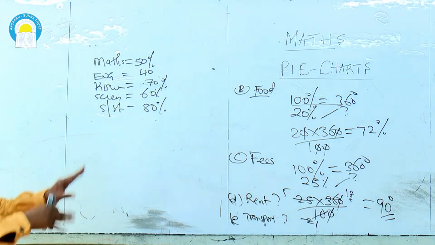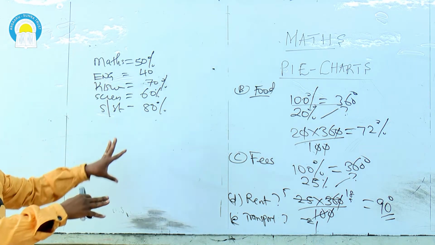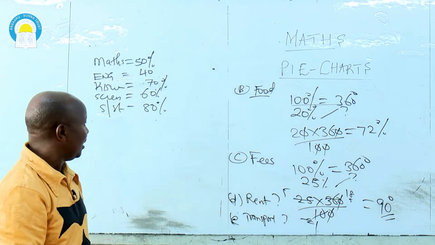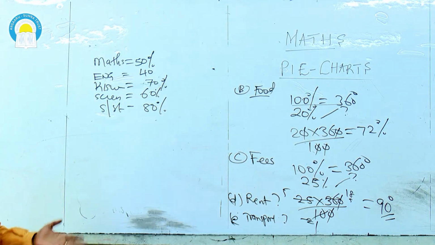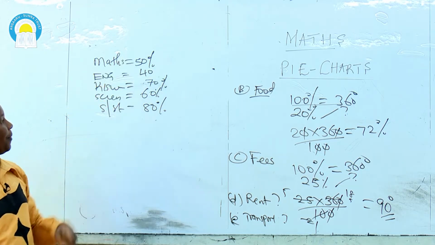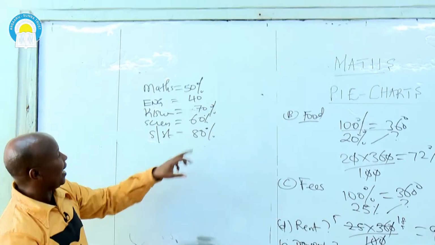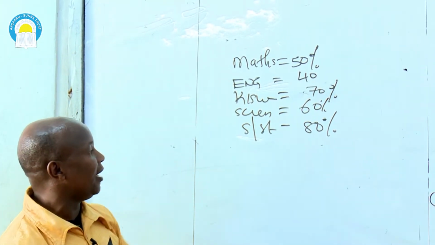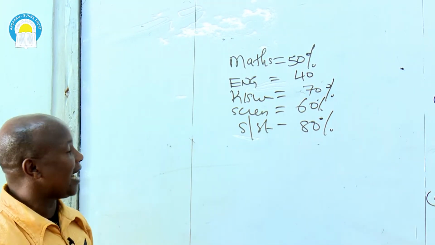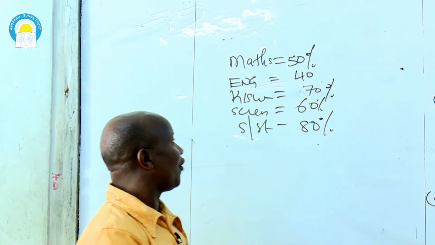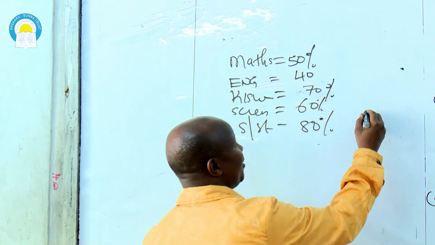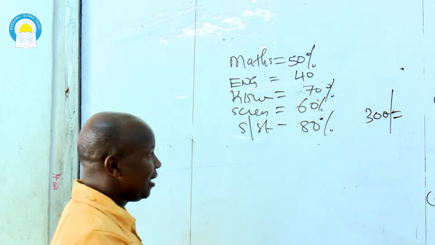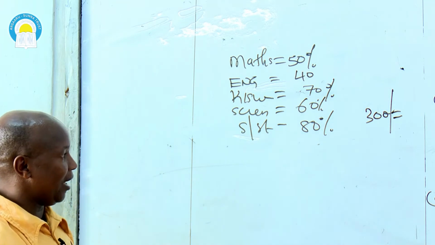So now, for you to present all this in a pie chart, first you are supposed to get the total marks for Abdi. Let us get the total marks for Abdi, which is 50 added to 40, that's 90. 90 added to 70, that's 160. Added 60, 220. When you add 80, you get a total of 300. So the total marks for Abdi is 300 marks. This is the total marks for Abdi for the end of term examination.